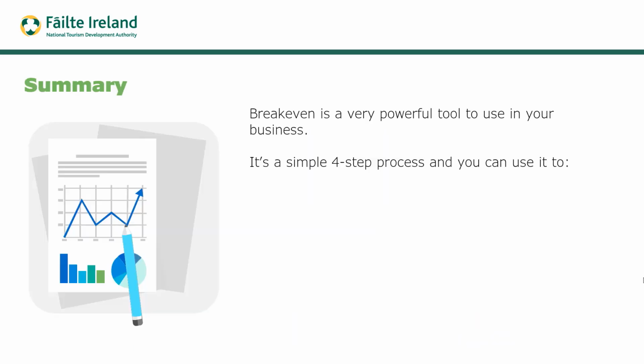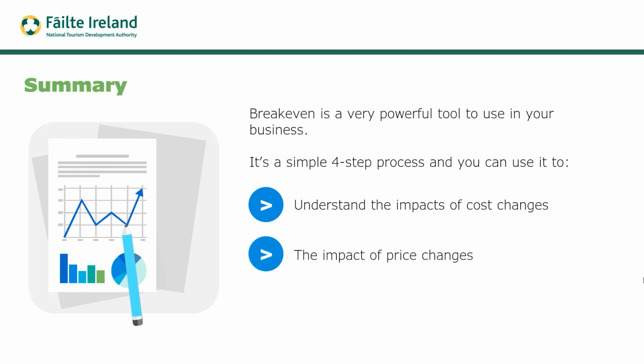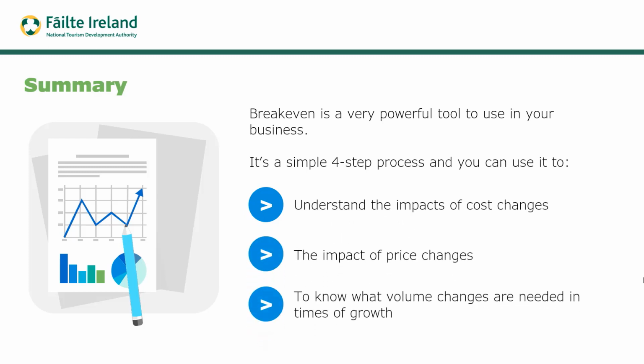So in summary then, break-even is a very powerful tool to use in your business. It is a very simple tool to use. It is a 4-step process, allowing you to classify your costs between variable and fixed, find out what your contribution margin is, and find your break-even point and break-even level of sales. You can use break-even to understand the impacts of cost changes in your business, the impacts of price changes, and to know what volume changes are needed in times of growth.